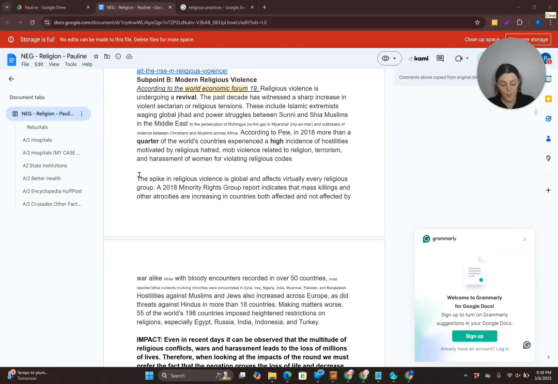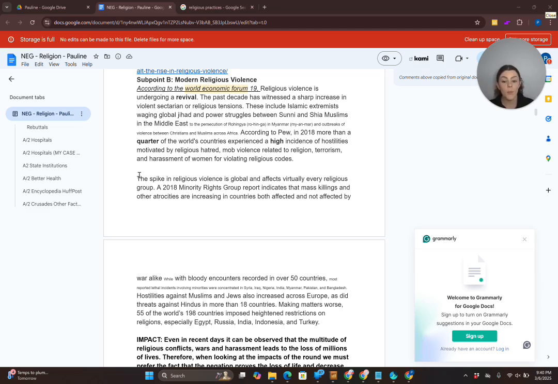Alright, lastly, let's go into subpoint B. Subpoint B, modern religious violence. According to the World Economic Forum 19, religious violence is undergoing a revival. The past decade has witnessed a sharp increase in violent sectarian and religious tensions. These include Islamic extremists waging global jihad and power struggles between Sunni and Shia Muslims in the Middle East. According to Pew, in 2018, more than a quarter of the world's countries experienced high incidents of hostilities motivated by religious hatred, mob violence related to religion, terrorism, and harassment of women for violating religious codes. The spike in religious violence is global and affects virtually every religious group.